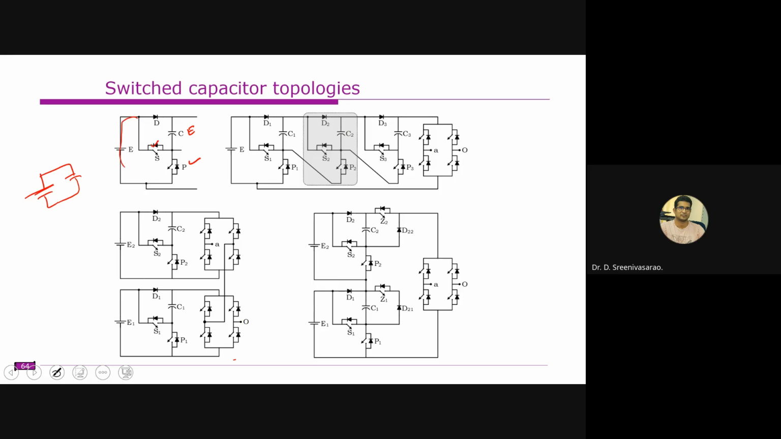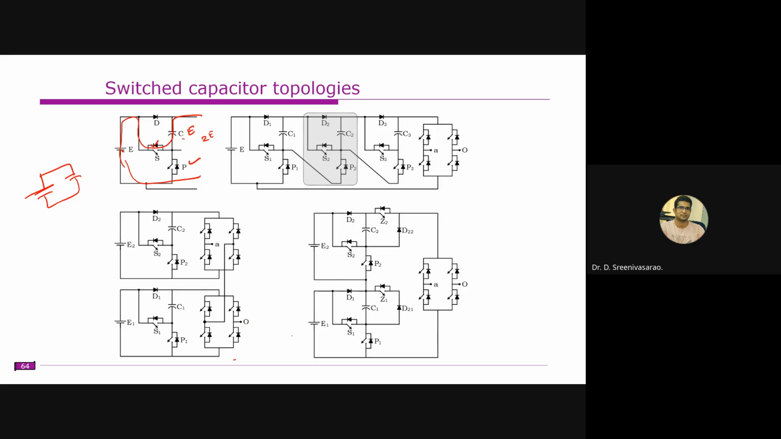That means we have the path like this. Now this DC source and this capacitor will both be in series, and you will get the 2E voltage. And you know this diode is just to prevent the short circuit, so we connected a diode here. If this diode is not there, this capacitor is discharged through the switch.